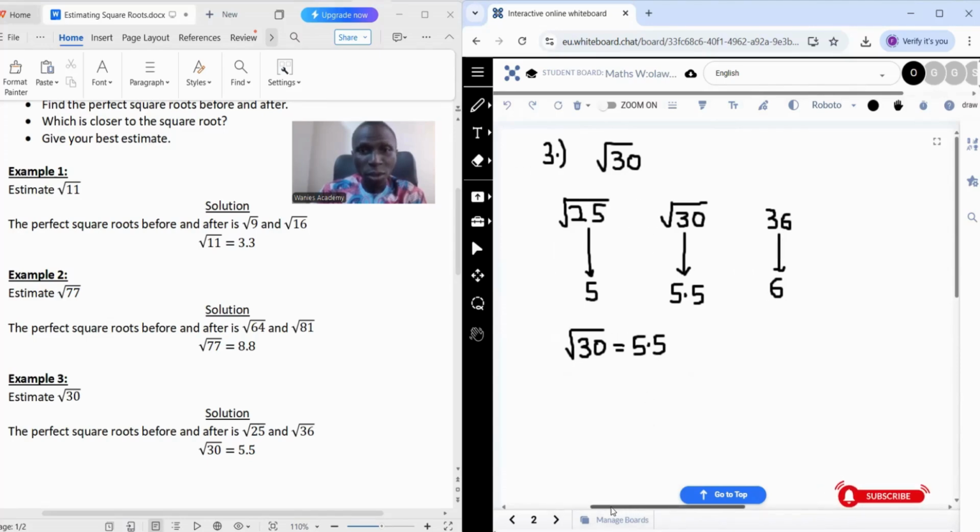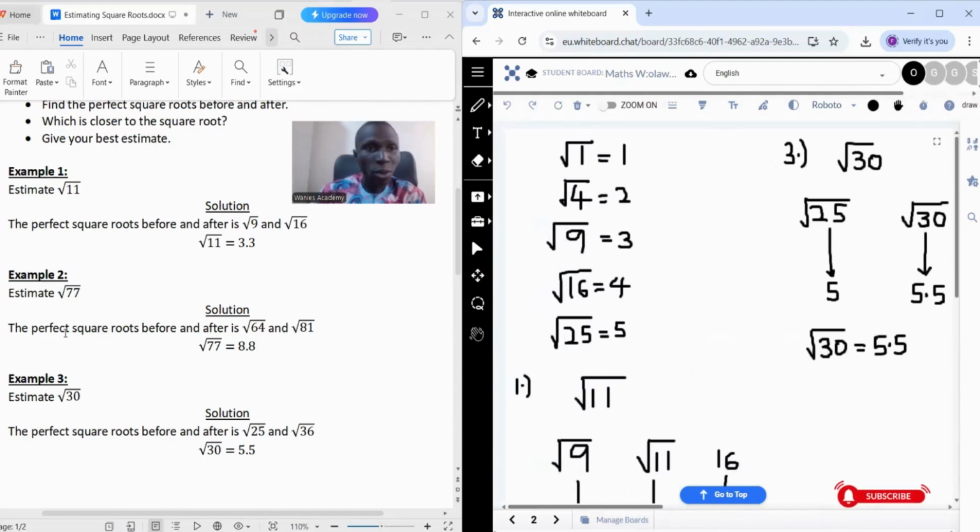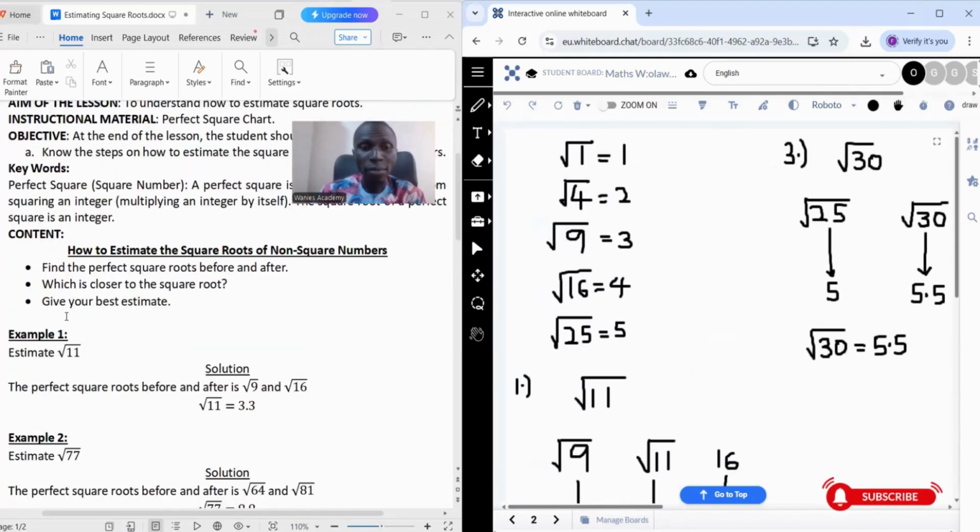So that will be all for today. Once again, if you want to find the estimate of the square root of a non-square number, the first thing that you have to do is to look for the perfect square root before and after the given number. The next step is to look for the square root that's closer to the square root of the given number. Then the next is to give your best estimate.